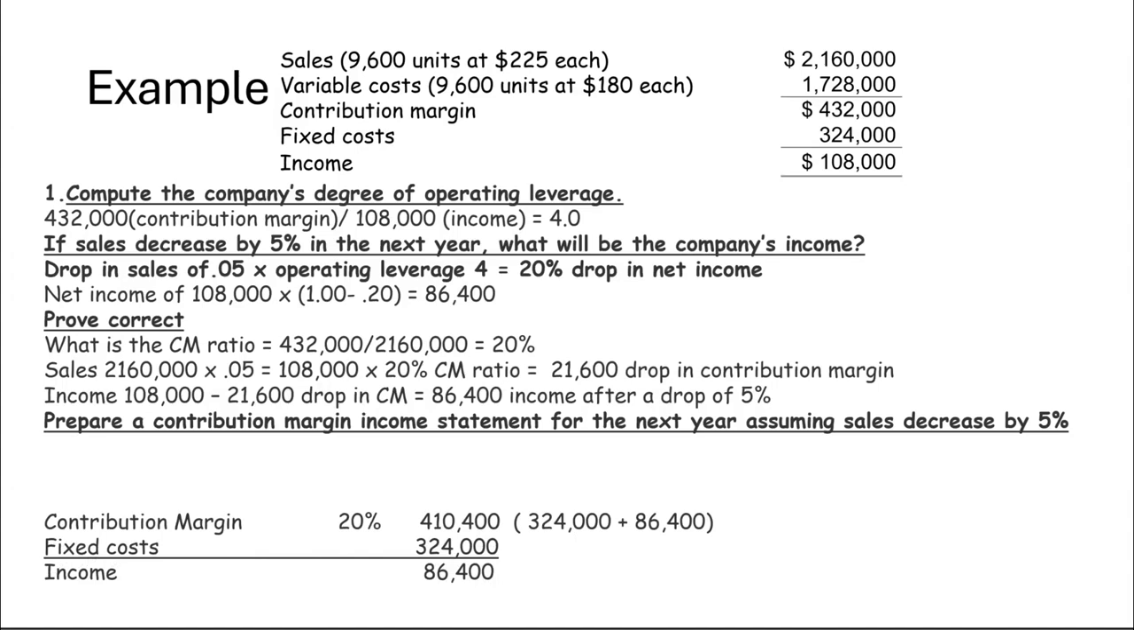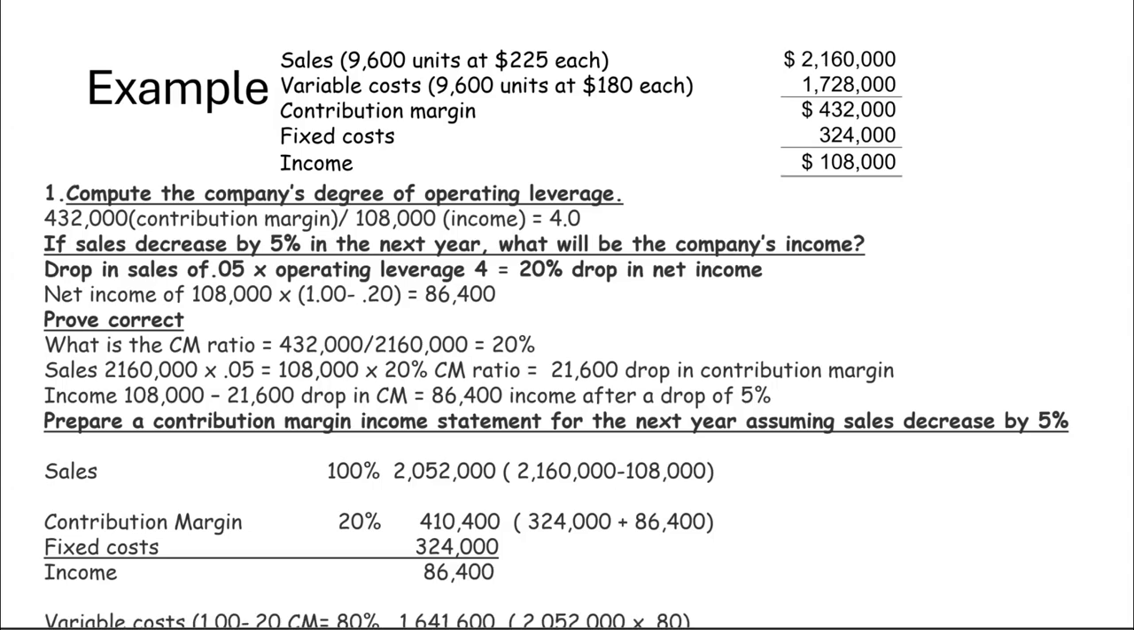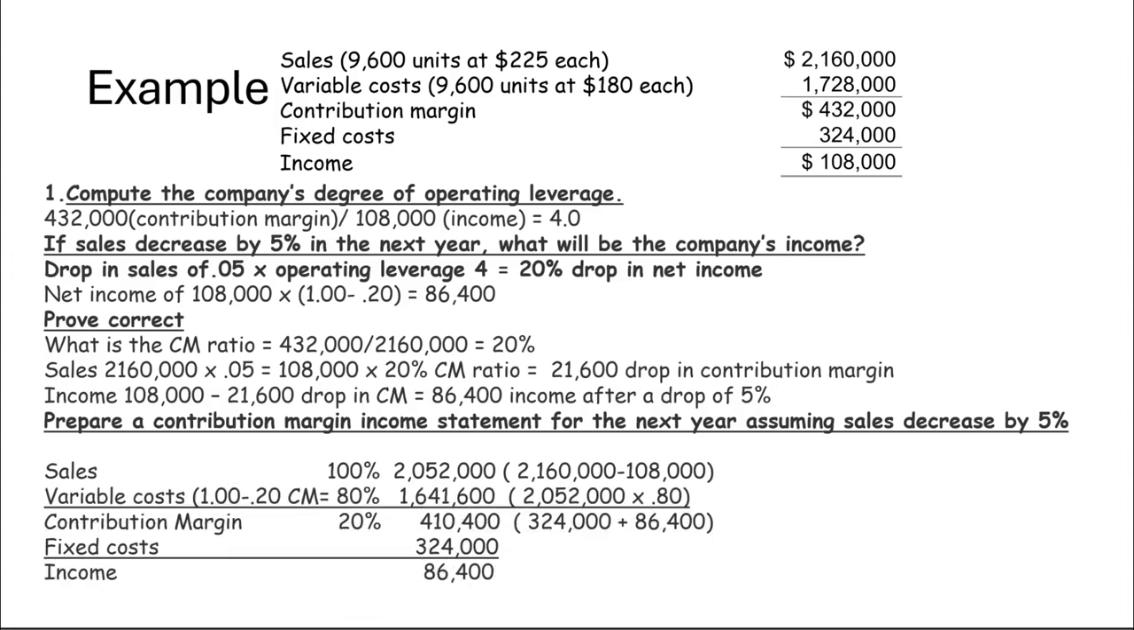We're going to add those two together, and that tells us our contribution margin, but remember the percentage doesn't change. So to get our sales, we know our sales are going to be $2,160,000 minus the 108, which is our drop in sales. Our variable costs are going to be 80%, and if you add all of that together and subtract out, we get our net income of $86,400, and that concludes part 3.